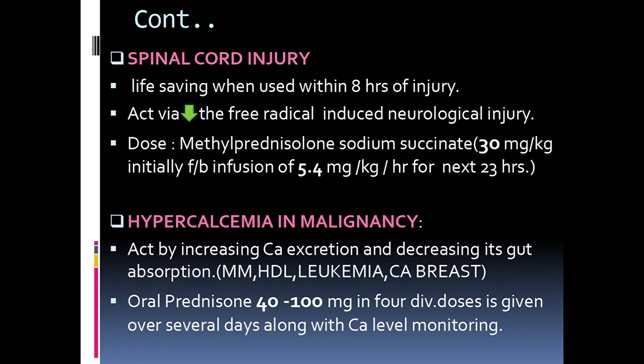Then spinal cord injury: life-saving when used within 8 hours of injury. They act by decreasing free radical induced neurological injury. The dose is methylprednisolone sodium succinate 30 mg per kg initially, followed by infusion of 5.4 mg per kg per hour for the next 23 hours.